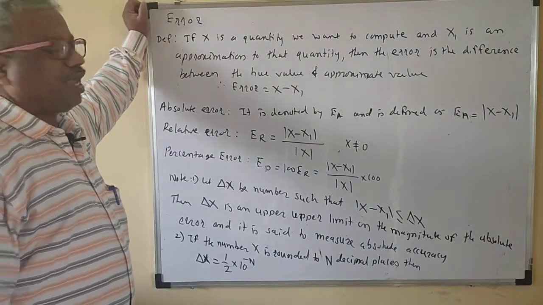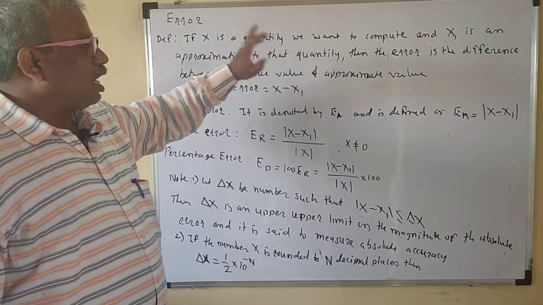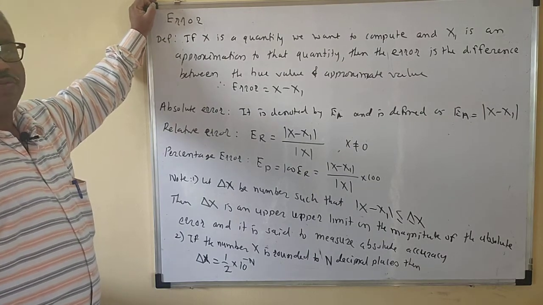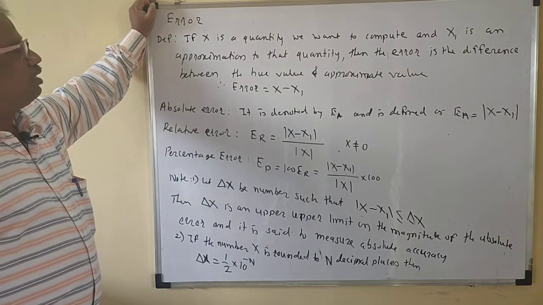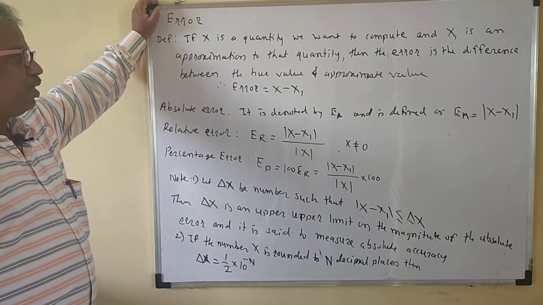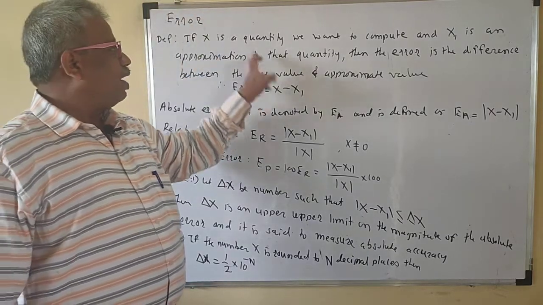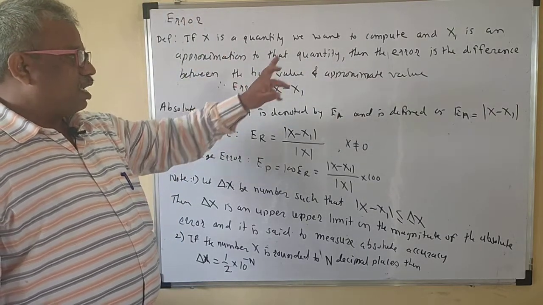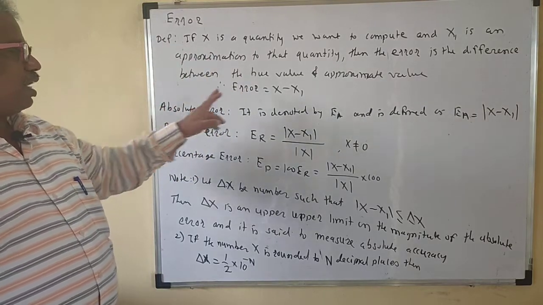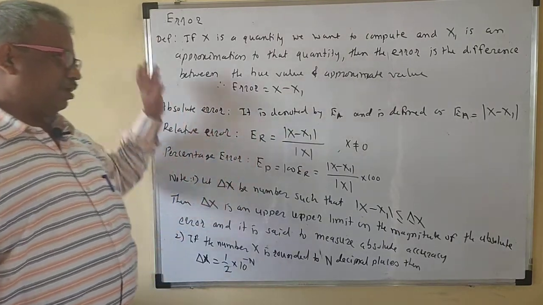So today we will see how to find the error. Now, what does error mean? Suppose x is the exact value of a quantity that we want to compute, and x1 is its approximate value. The error is the true value minus the approximate value. Here x is the true value and x1 is the approximate value. That is the error.